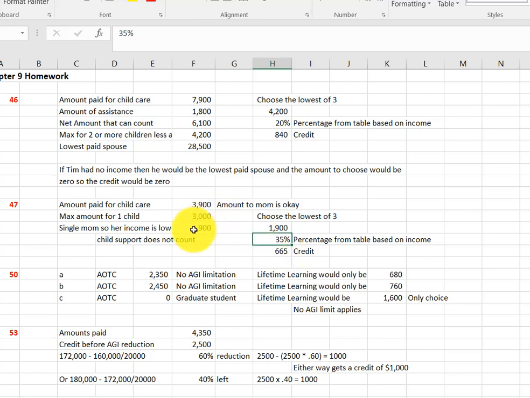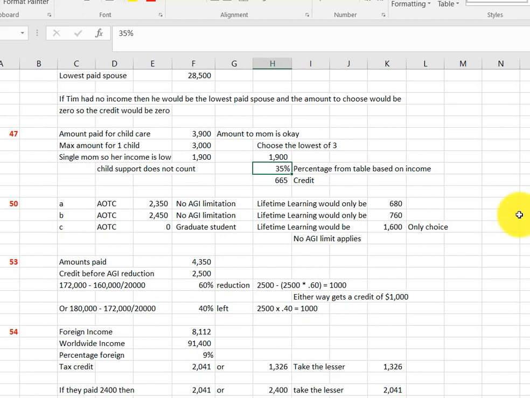My hunch is that with $1,900 of income, there is no tax liability, and so this credit is not going to do any good for this taxpayer in this situation. But that's the calculation you would use to see.